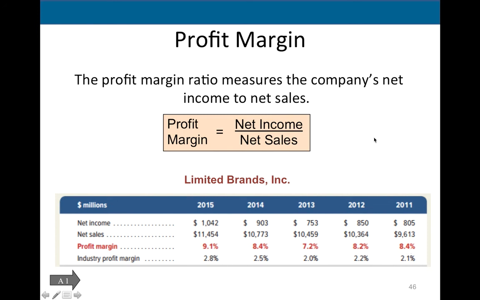So this one we want to be higher. The higher the better. And you can also compare to the industry. You can see that Limited Brands is doing much better than the industry average. Then you can also compare horizontally across time, and you can see it went down and then it went up. And it's actually right now doing quite well with a 9% profit margin. Guys, it depends on the industry.